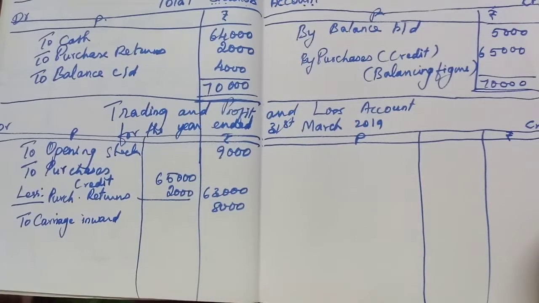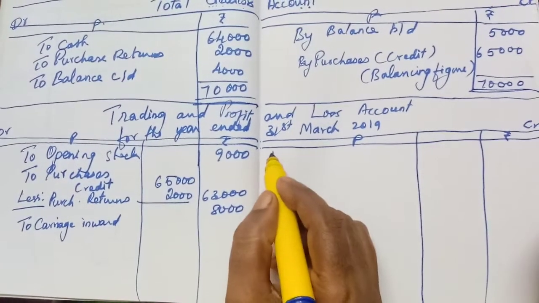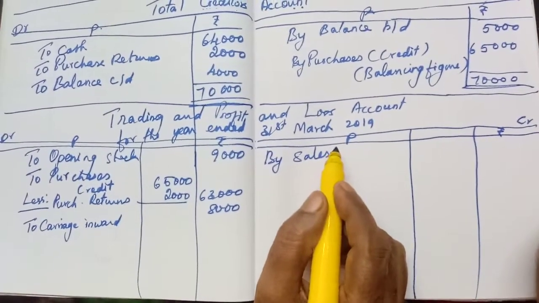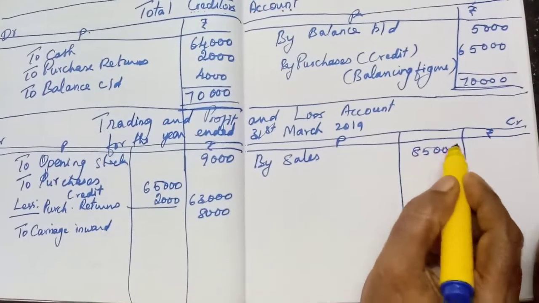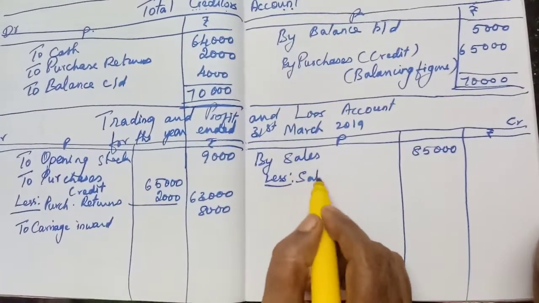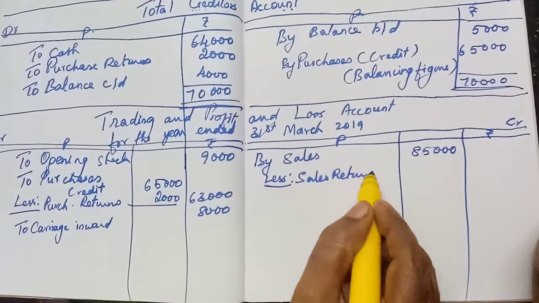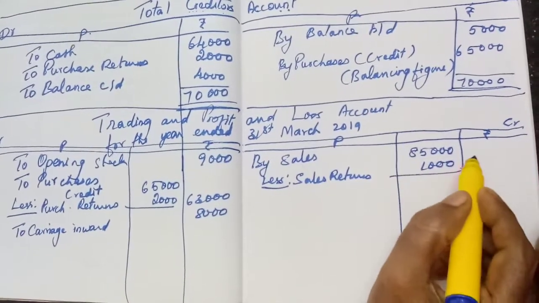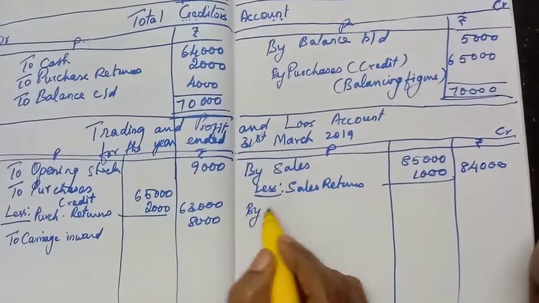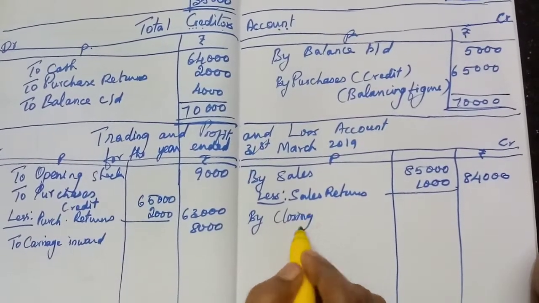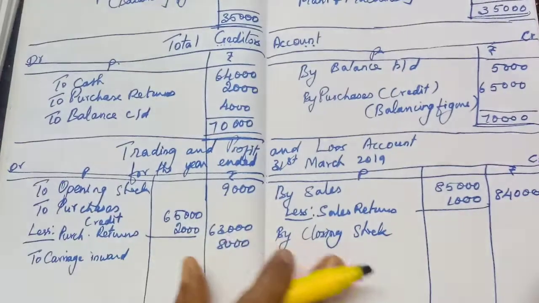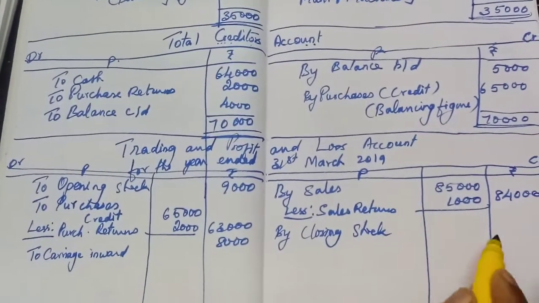Okay, then over all the items on the debit side, credit side by sales. What is the total sales given? Total sales given 85,000, you write in the inner column because we have sales returns. Sales returns 1,000. So how much will we get? 84,000 you write. Okay. Now closing stock. Only 2 items will be appearing on the credit side of the trading account. Closing stock. How much is the closing stock? Opening stock, next column it is given. Closing stock 16,000.